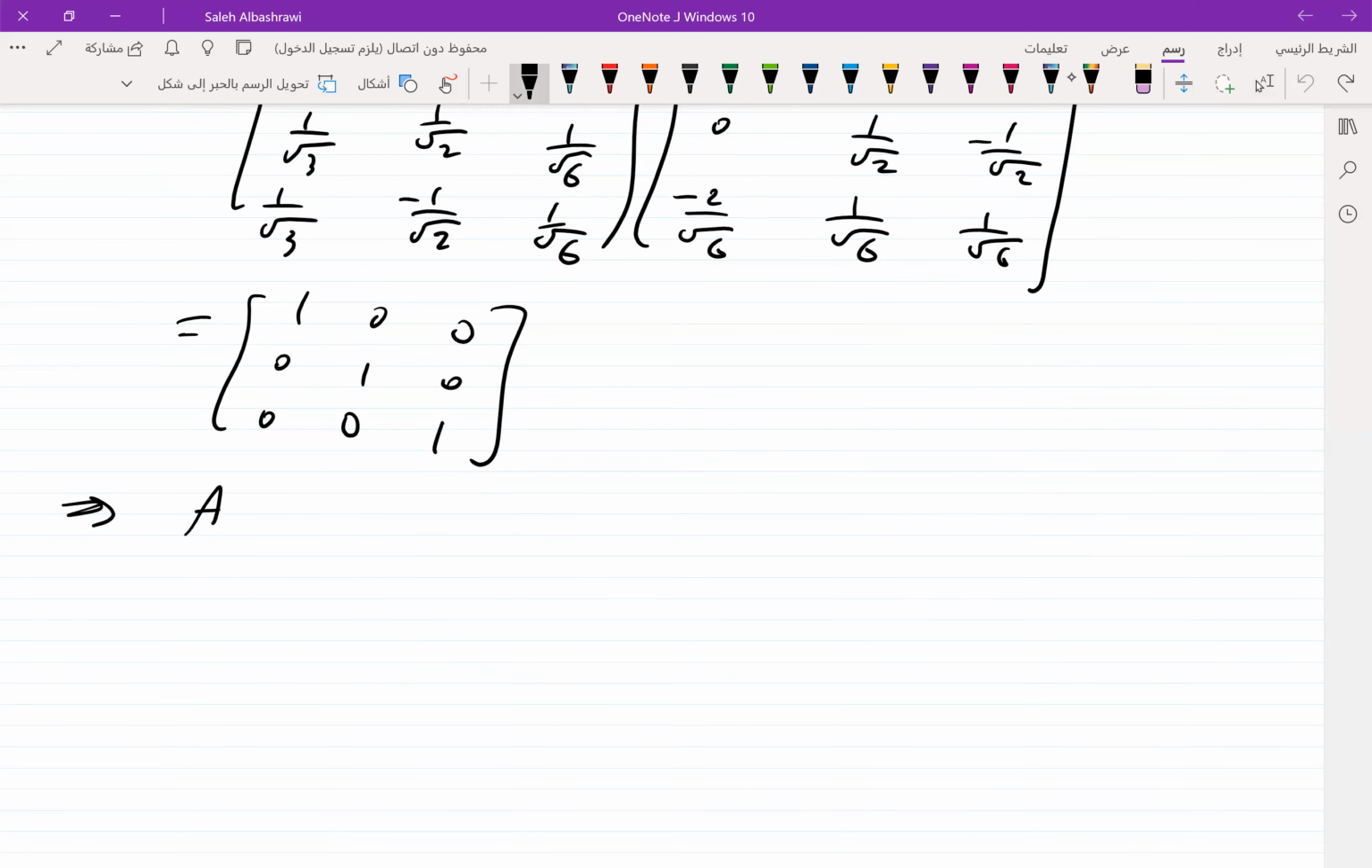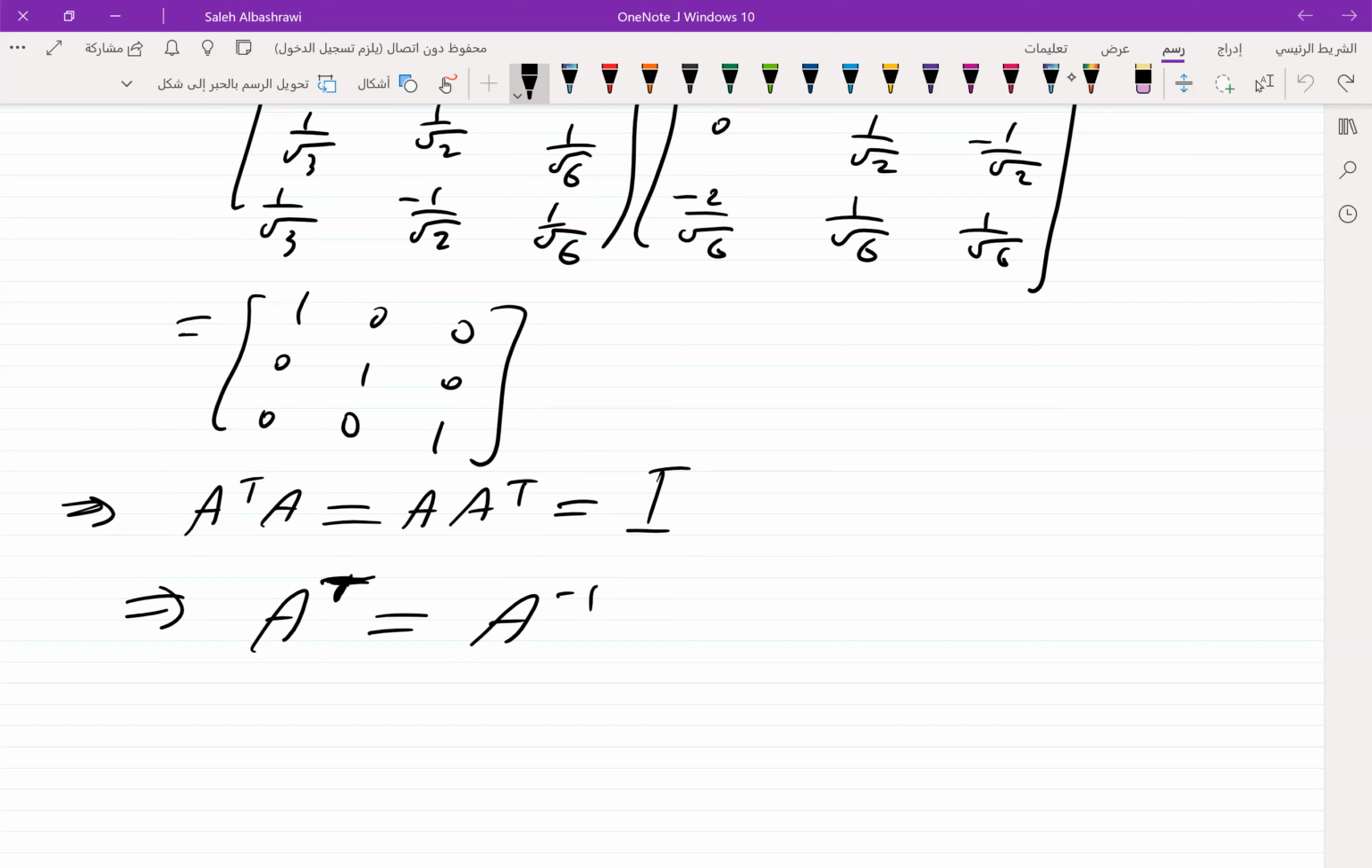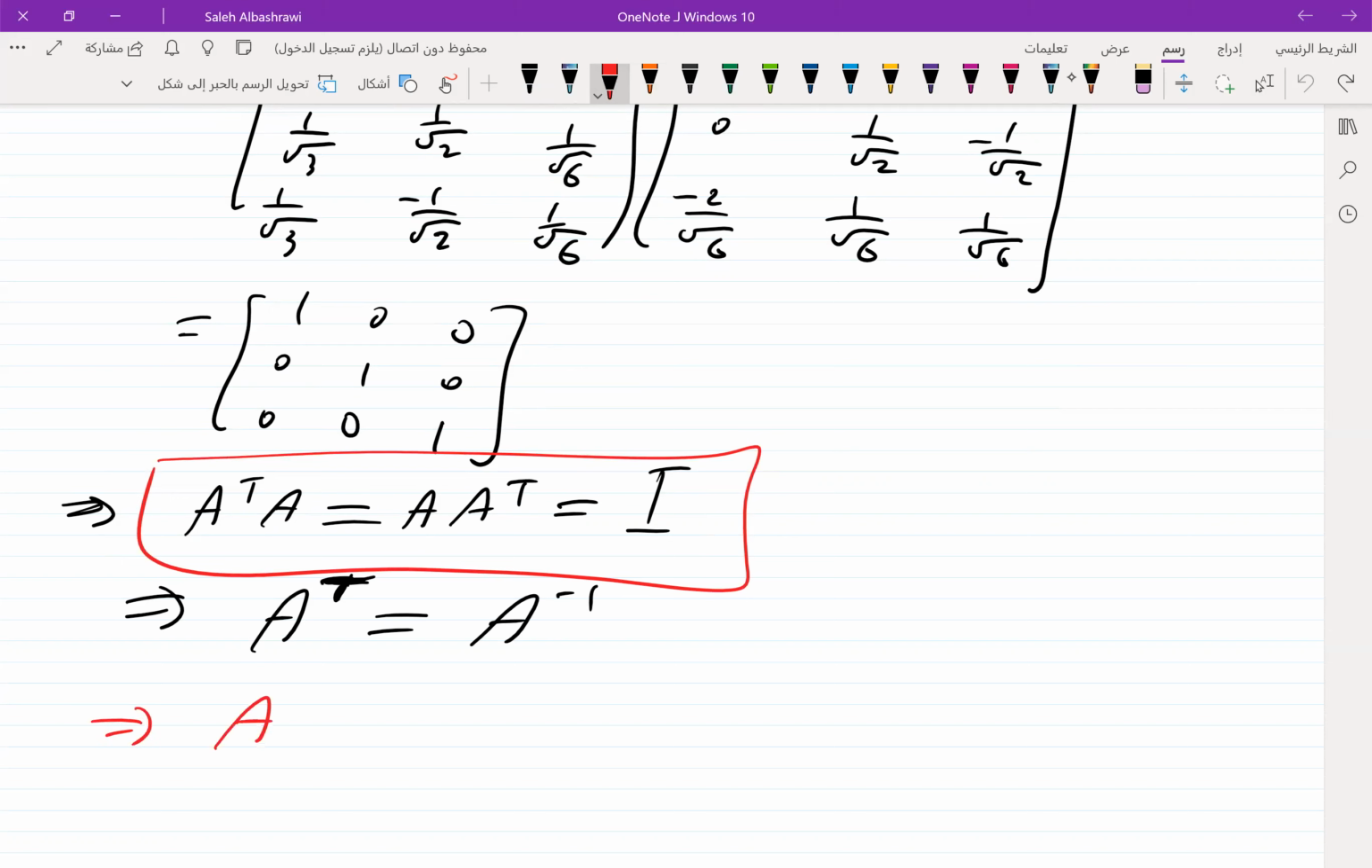So we will have A transpose times A equal to A times A transpose equal to the identity, which means that A transpose is equal to the inverse, because this is the definition of the inverse. So the given matrix A is orthogonal. It's straightforward to check whether the given matrix is orthogonal or not. Just find A times A transpose and A transpose times A. If both of them give me the identity, then the given matrix is orthogonal.